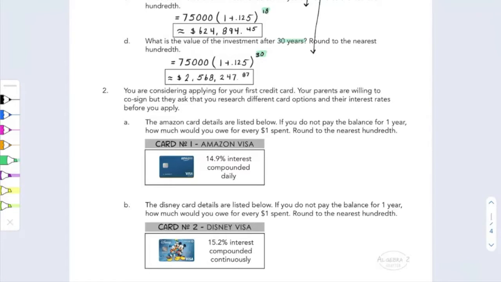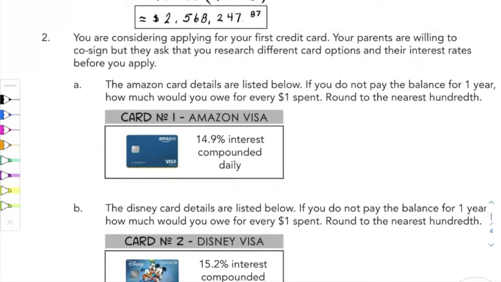So that's just asking you basically, if you don't pay your bill back for a year, how much is the interest on every single dollar that you are spending? Of course, I'm sure you'll spend more than $1, but it's all relative. So it's asking you to find it on $1.